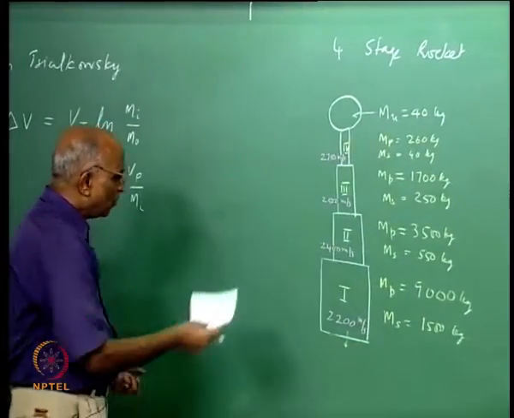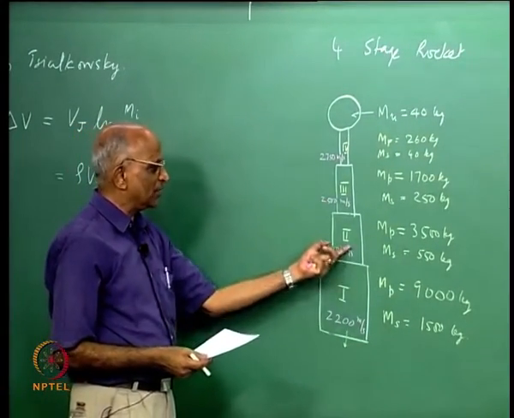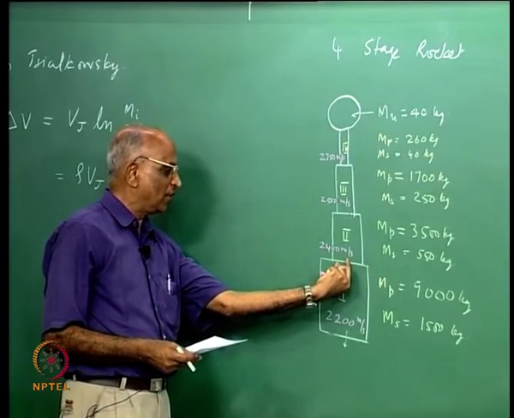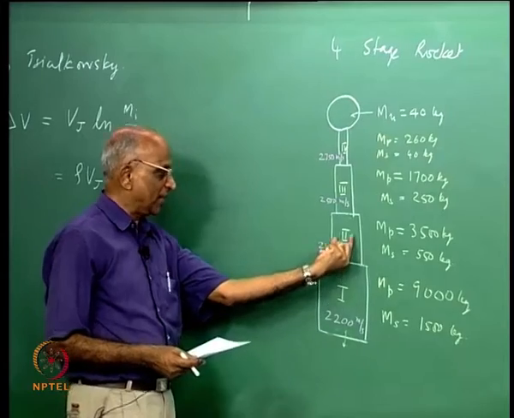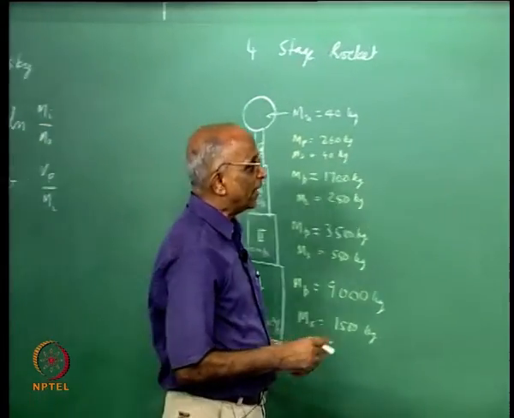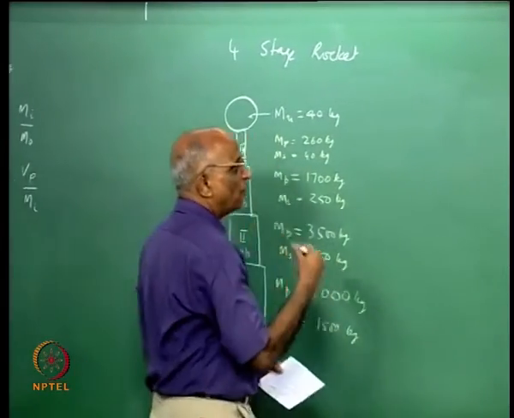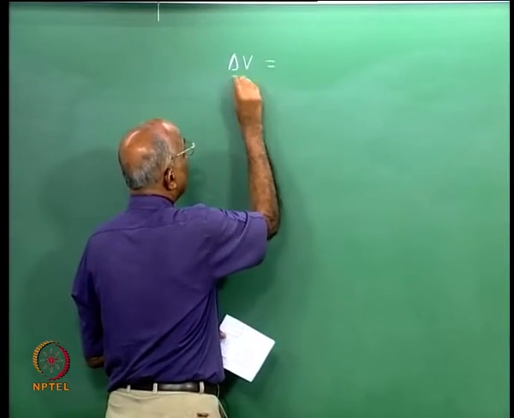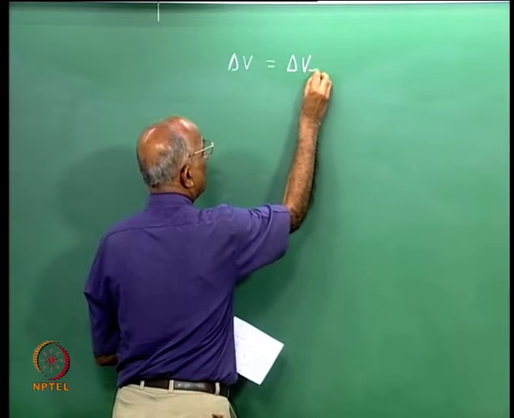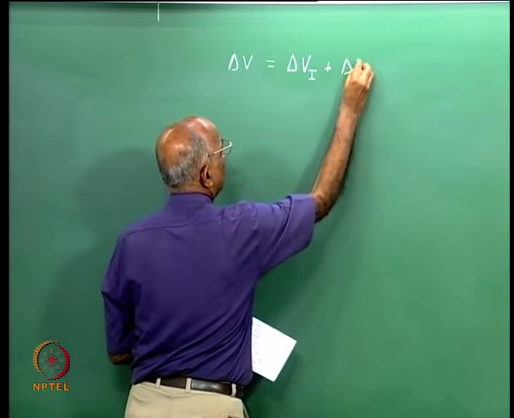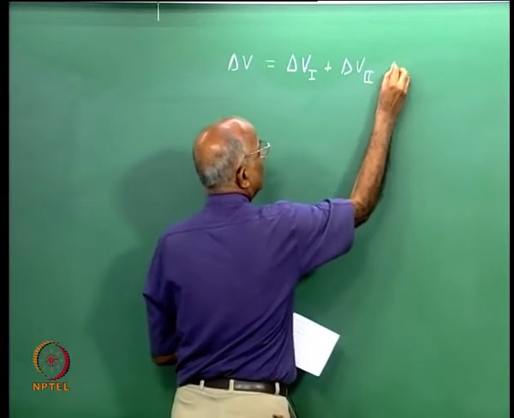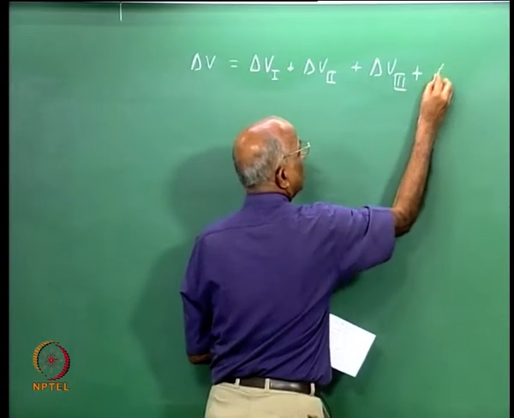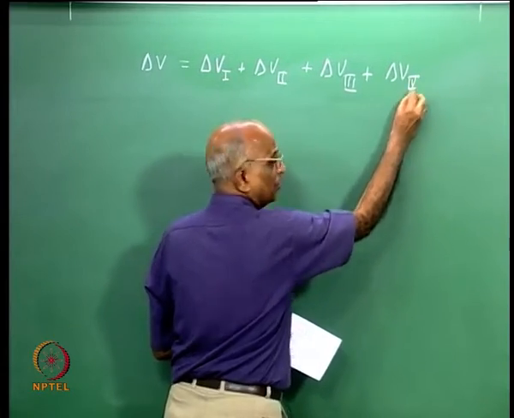We have already told ourselves, this is staging: first stage, second stage, third stage, fourth stage. If the first stage gives a velocity increment, ideal velocity of delta V1, that is available when the second stage starts off. Therefore, by summing up 1, 2, 3 and 4, I can say that the net ideal velocity of the rocket is equal to what is provided by the first stage plus what is provided by the second stage plus what is provided by the third stage plus what is provided by the fourth stage.